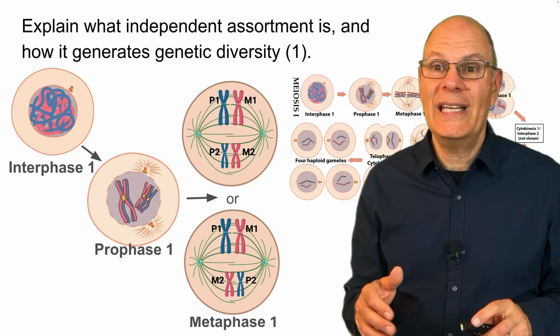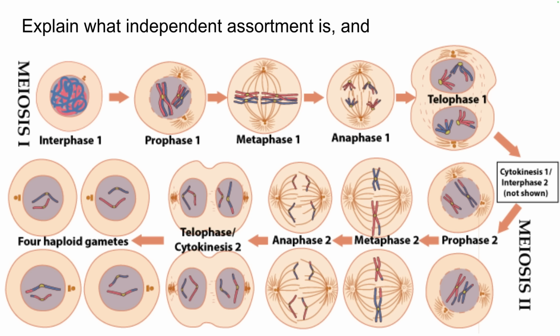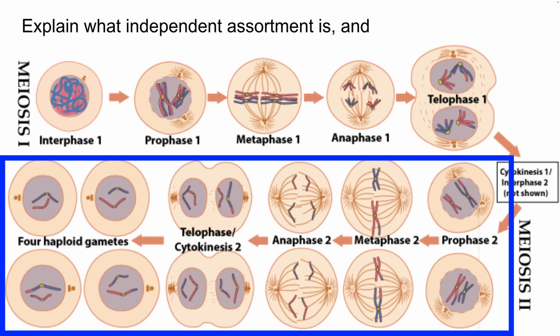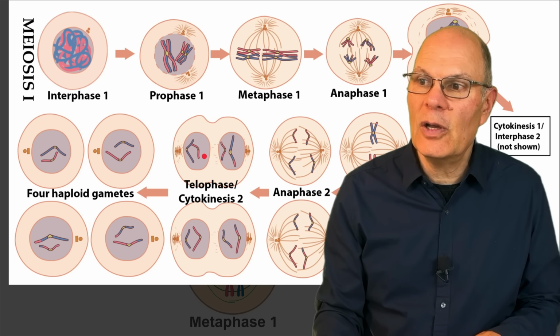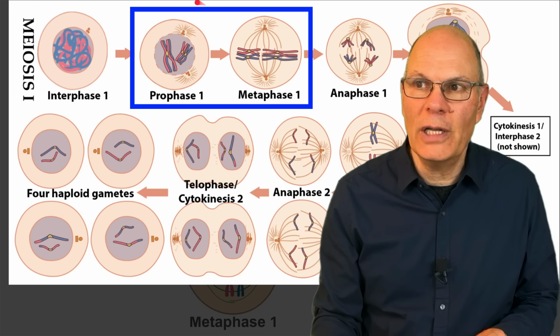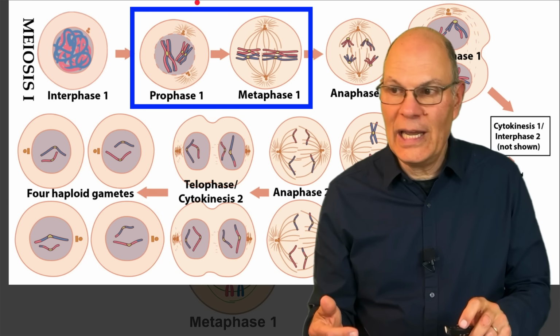Explain what independent assortment is and how it generates genetic diversity. Note that the phases of mitosis and meiosis have the same names, the same designations. But because there are 2 cell divisions in meiosis, we have to give them a kind of suffix. So in meiosis, there's interphase 1, followed by prophase 1, metaphase 1, etc. Then there's a cytokinesis, interphase 2, followed by prophase 2, metaphase 2, anaphase 2, etc. The reason why that's important is because the events that we're going to talk about happen in between prophase 1 and metaphase 1. That's where independent assortment really takes place.